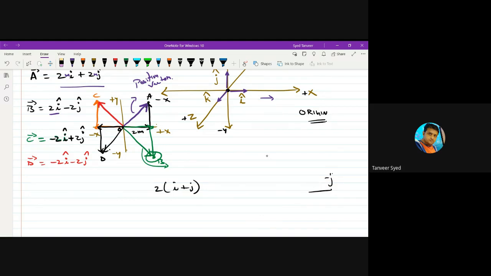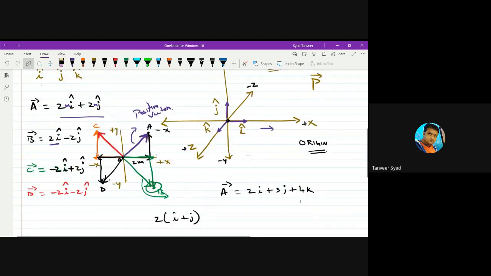A vector, I'll write a vector A as 2i plus 3j plus 4k. Are you there? Yes, sir. What does this vector tell you? What information does this vector A convey?